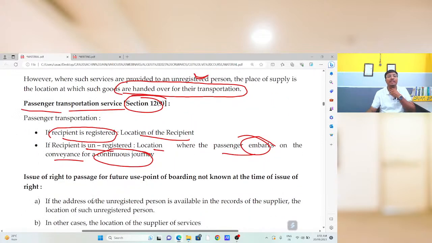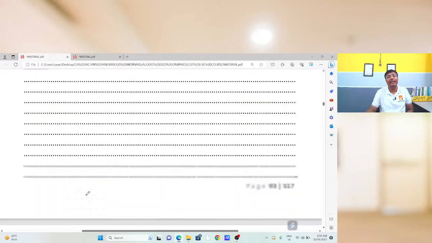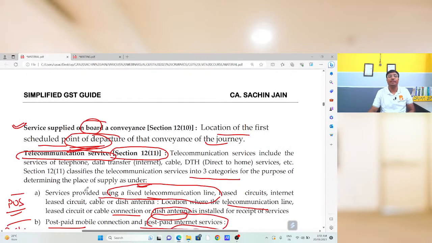Passenger transportation services, registered person, in that case the address of the recipient. If not a registered person, in that case the first point where the continuous journey starts, that place will be treated as the place of supply.